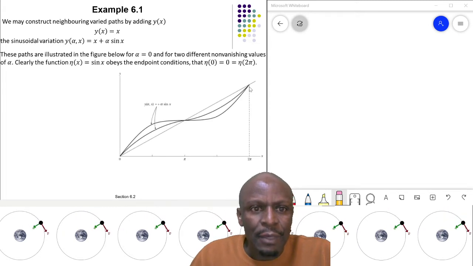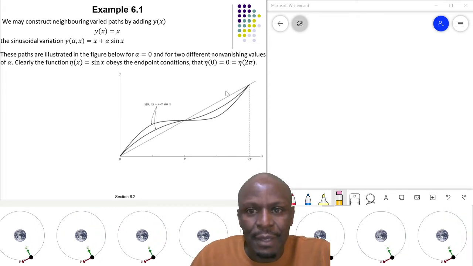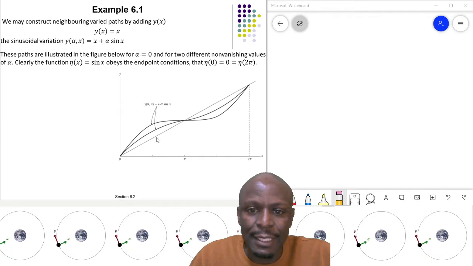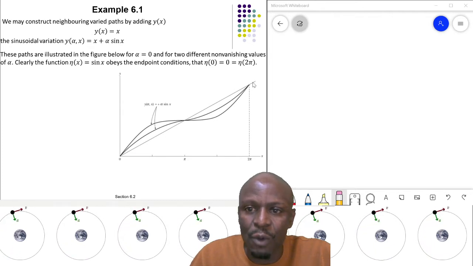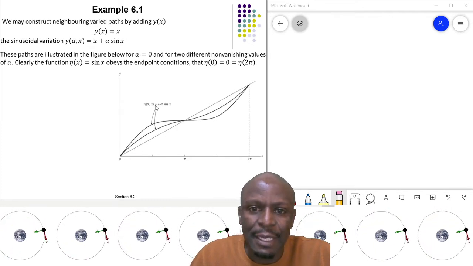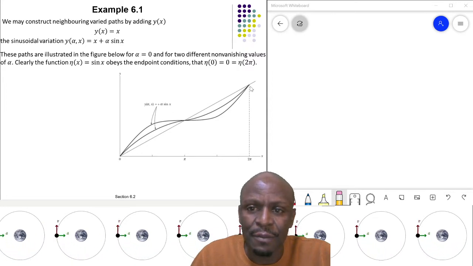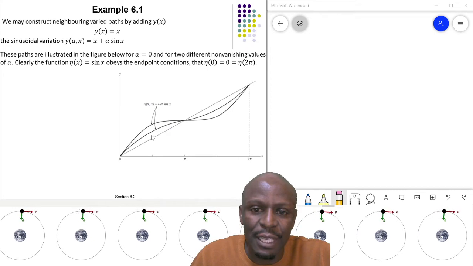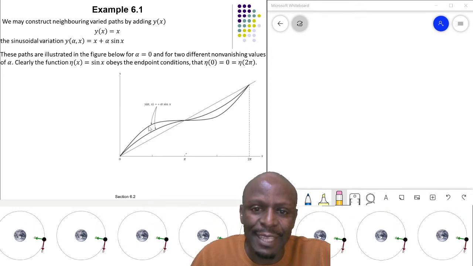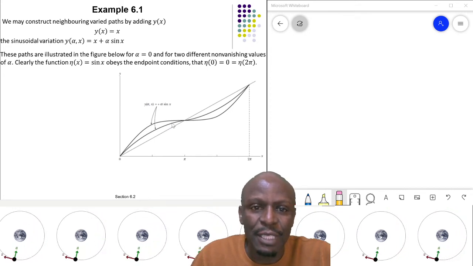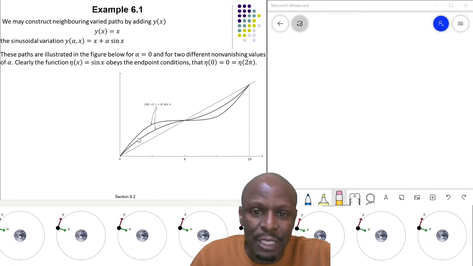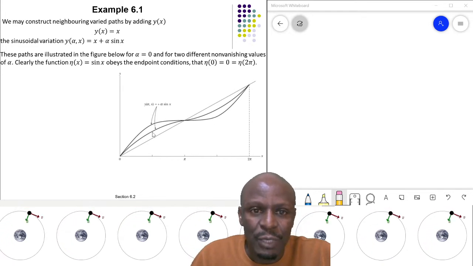Right, now the paths are illustrated in the figure. Here, y is equal to x, which is a straight line, but this one is just the new function, where the scaling factor, of course, is totally different from the one in the other graph.